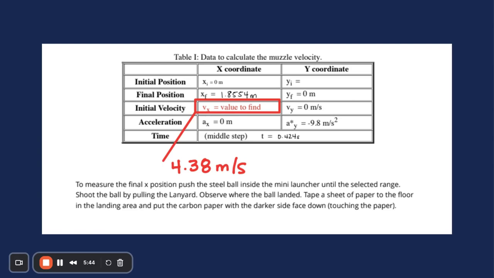I would also like to point out that the ball was moving along the x-axis instead of the y, as it was not getting higher or lower, and it stayed at the same height. The initial velocity in x was 4.38 meters per second. Our y component was 0 meters per second. Our acceleration in x was 0, and our acceleration in y equals negative 9.8 meters per second squared. As you can see, this is gravity. Our time, the middle step, equals 0.424 seconds.